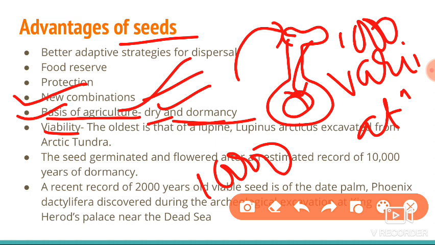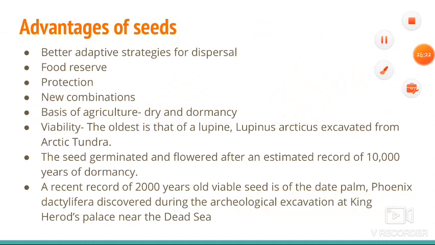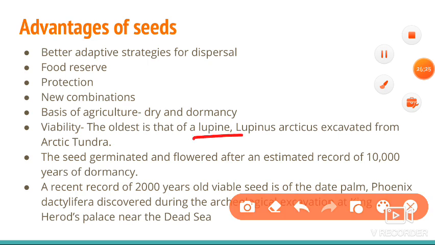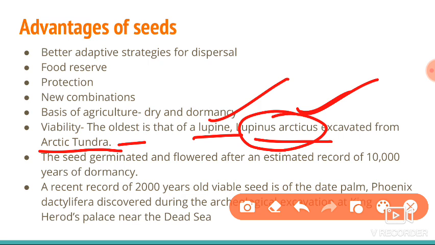Some examples are given in your NCERT, and we can take those examples here. One is lupin. The oldest is the lupin, which has the scientific name Lupinus arcticus. Lupinus arcticus is the scientific name of the lupin plant. It is mainly extracted from the Arctic tundra region, so it was given the name arcticus.